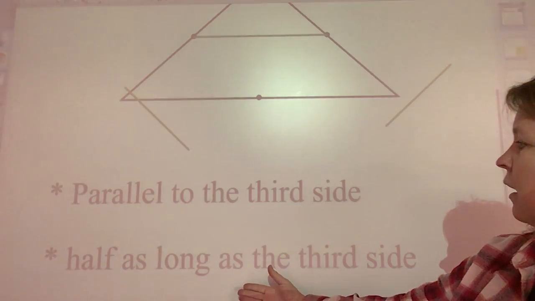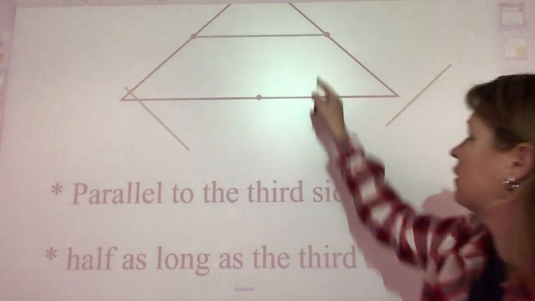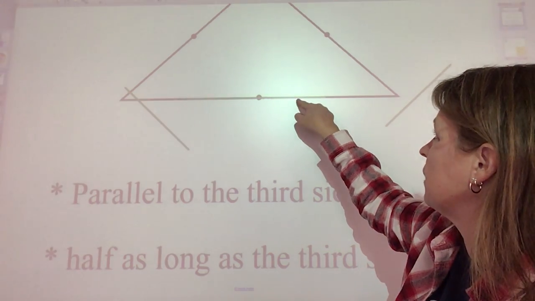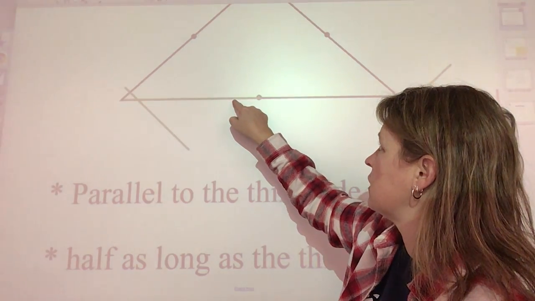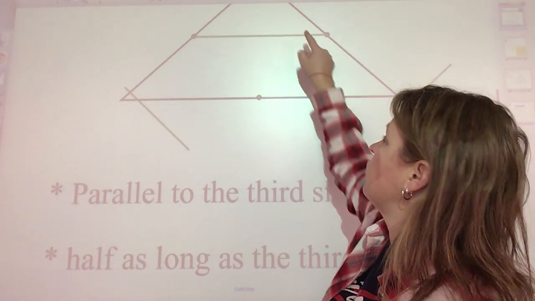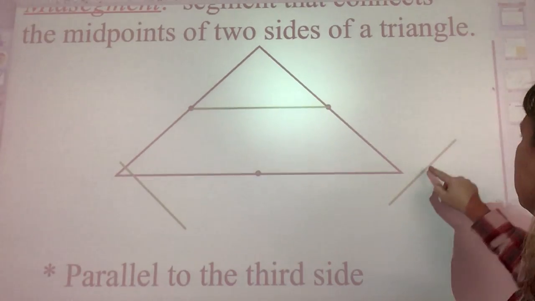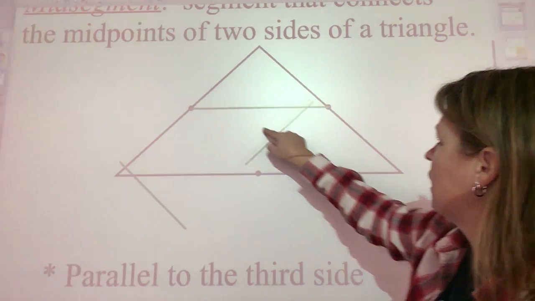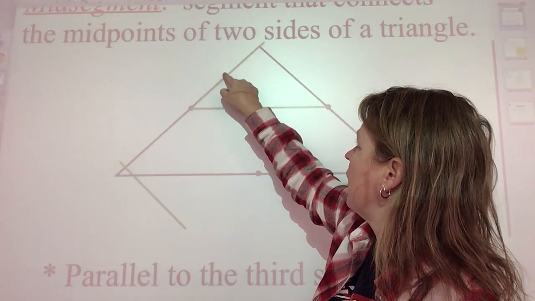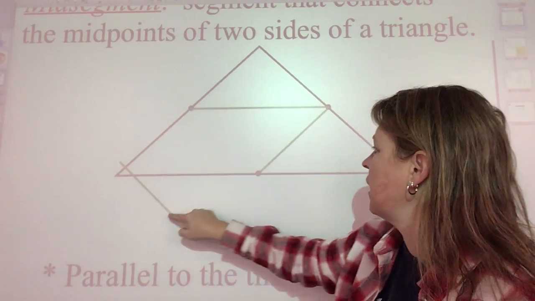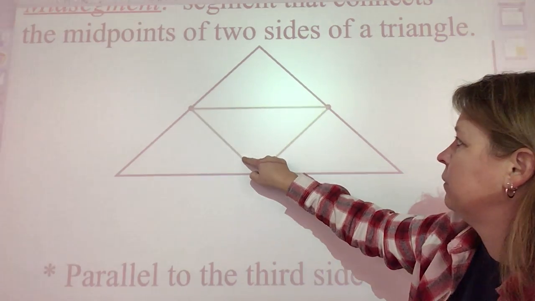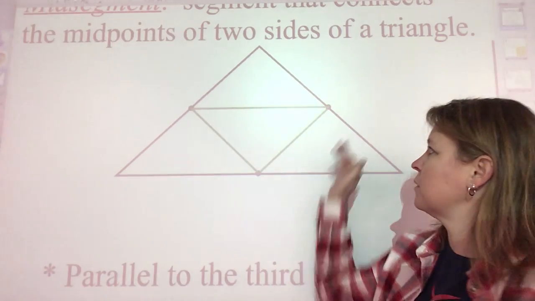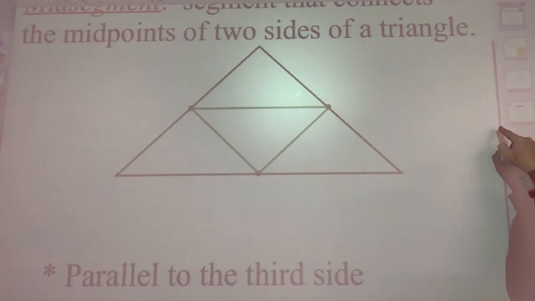It also ends up half as long as the third side. This mid-segment is exactly half the distance of the third side. Doesn't matter what kind of triangle. And that works for all of these. This mid-segment is parallel to this side and half as long. This mid-segment is parallel to this side and half as long. So believe it or not, we'll probably have some alternate interior angles, alternate exterior angles, all that good stuff.